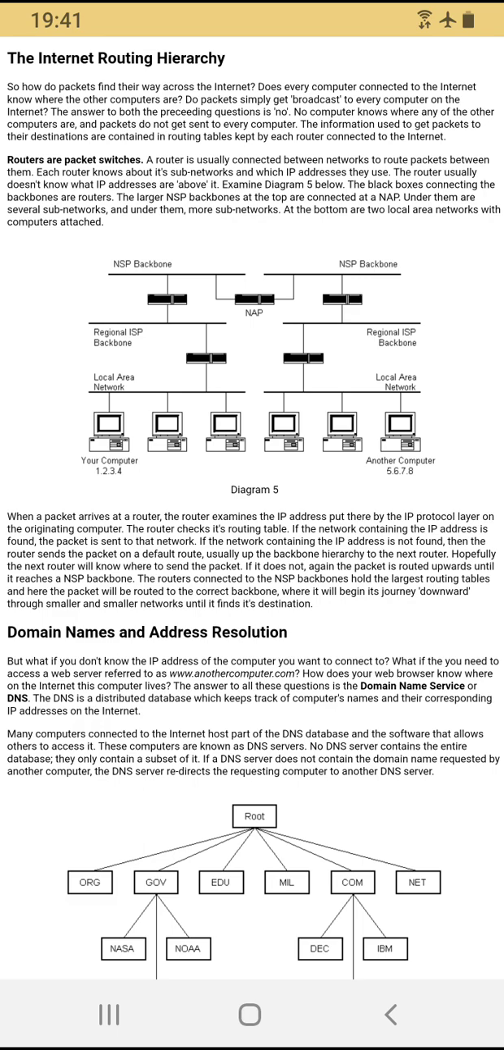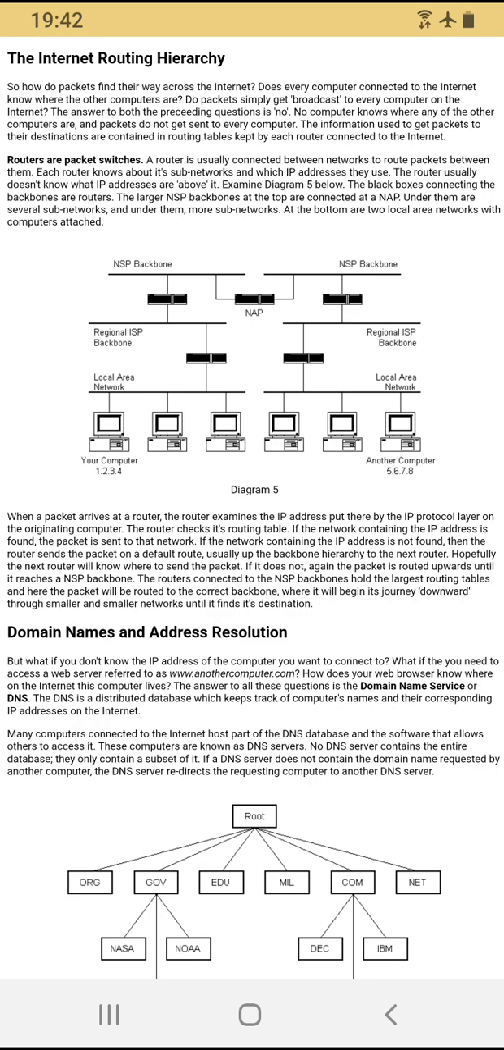The information used to get packets to their destinations is contained in routing tables kept by each router connected to the internet. Routers are packet switches. A router is usually connected between networks to route packets between them. Each router knows about its subnetworks and which IP addresses they use. The router usually doesn't know what IP addresses are above it. Examine diagram 5 below. The black boxes connecting the backbones are routers. The larger NSP backbones at the top are connected at a NAP.